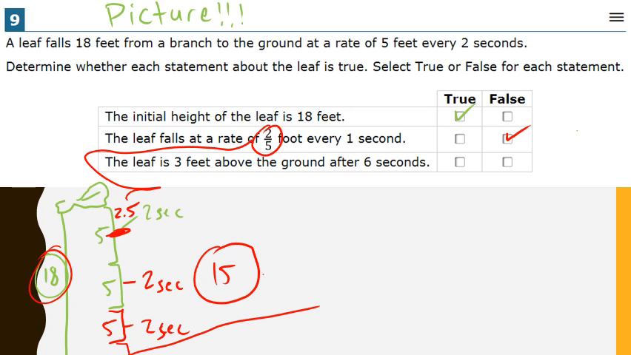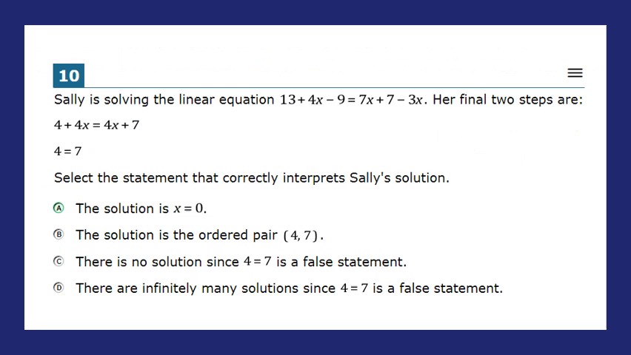You guessed it, it's got 3 feet left to fall. So just by using the picture, we can see that this is a true statement because we can reason our way through this type of problem if we were able to draw a picture. So definitely draw a picture when it helps you the most.